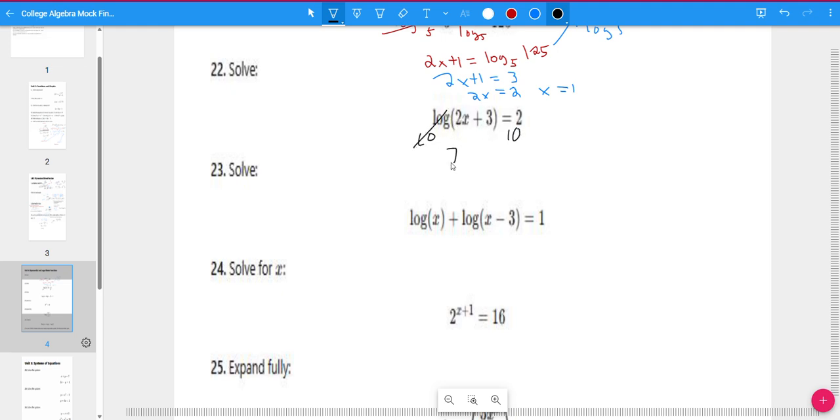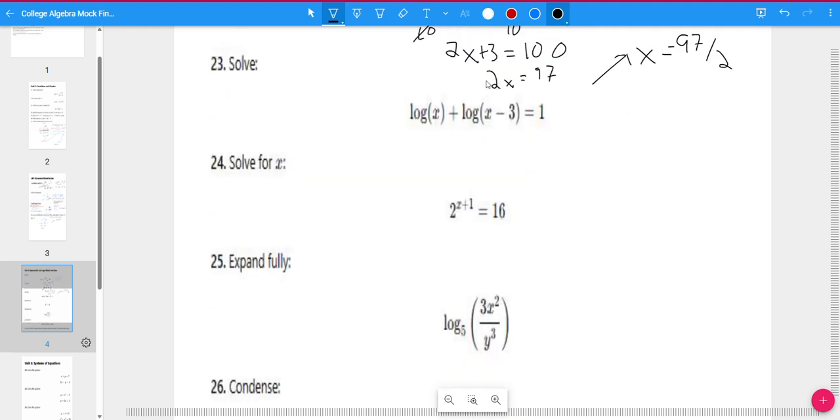Those just cancel out. 2x plus 3. And then 10 to the second power is 100. If I subtract 3 on both sides, I get 2x equals 97. If I divide by 2, I get x equals 97 over 2.